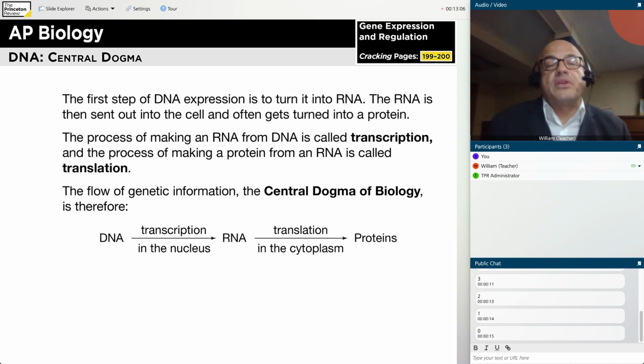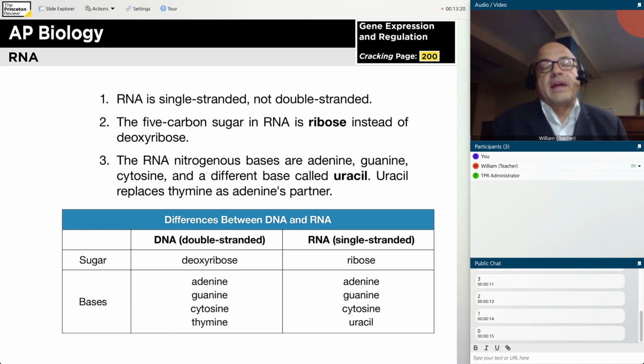You do the first stage in the nucleus, and you do the second stage in the cytoplasm, and that's called the central dogma of biology. And again, that'd be something you could refer to, but it's not like you'll have a question solely on that.